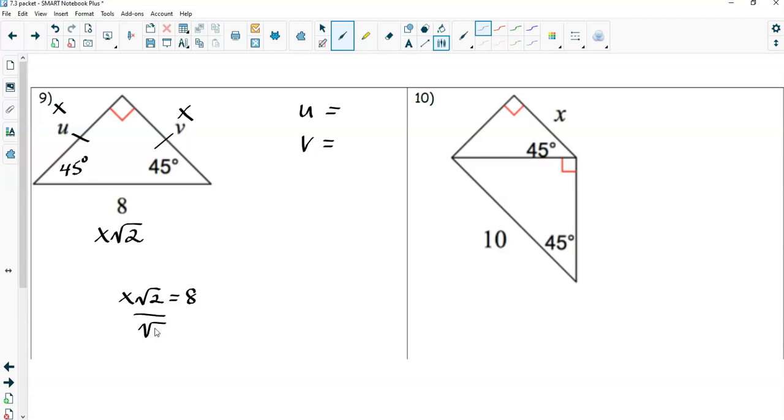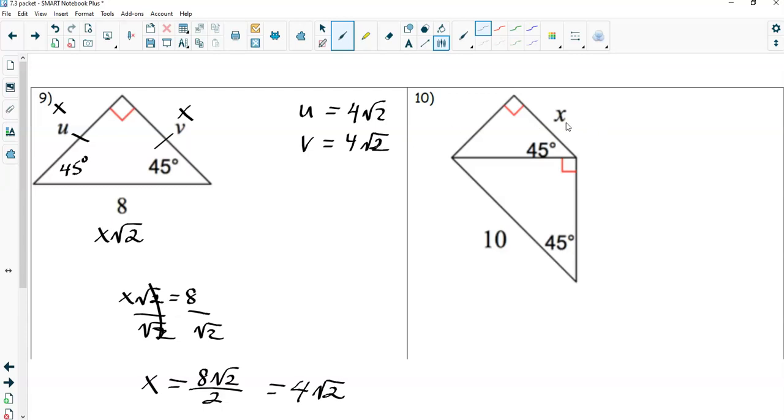Divide by the square root of 2 on both sides. It gives me my x. Remember, you must rationalize the denominator, so bring this number to the top and leave the 2 outside of the radical. So 8 square root of 2 divided by 2. Now this is 8 halves. 8 halves could be simplified to 4. So that means this is 4 square root of 2. So that's my answer. So that means u and v are both 4 square root of 2.